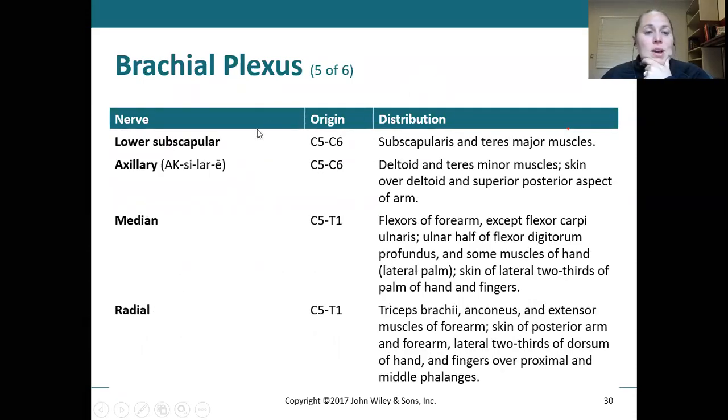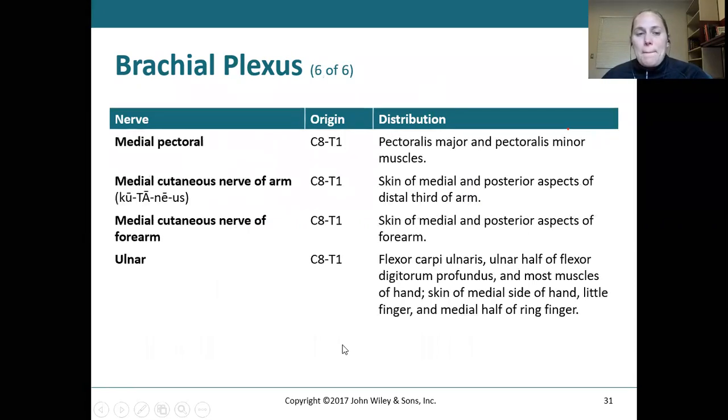I'm just, again, continuing down the different regions. You've got your axillary, your median, and your radial nerves that are going to innervate things like your deltoid, the flexors of your forearms, and your triceps brachii. For your medial pectoral, your medial cutaneous nerve of arm, and then your medial cutaneous nerve of forearm, you can see again, you're still working your way down from superior to inferior of the body. So this would be your pectoralis major and minor, the skin of the medial and posterior aspects of the distal third of arm, and then the skin of the medial and posterior aspects of the forearm, as well as the flexor carpi ulnaris. Again, these are all different regions that we've talked about extensively in the past, and this gives you a general understanding of the nerves that are innervating those regions or those muscles that we've talked about.